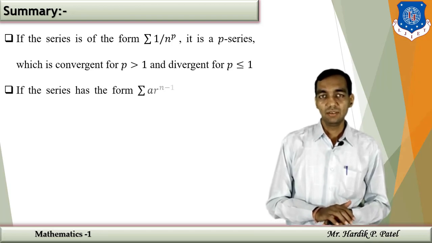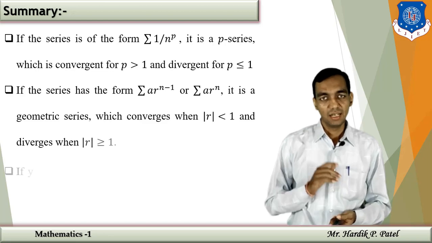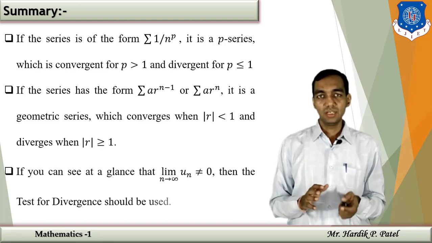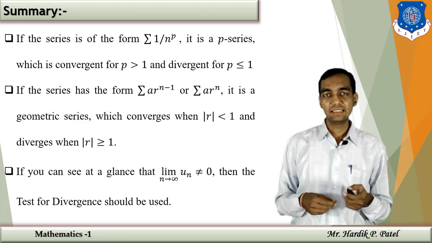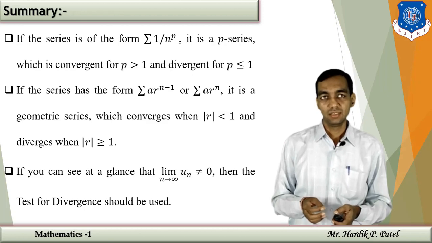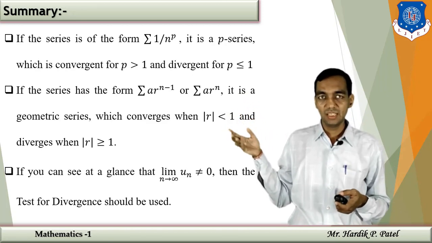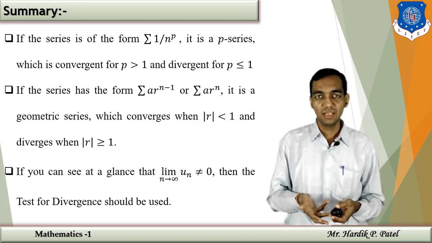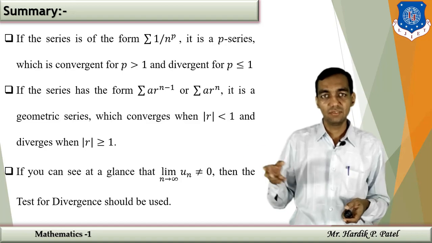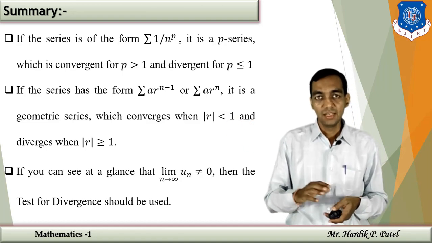See, we have learned 5 tests for positive term series and one test for alternating series. It is not necessary that each test is applicable to each series, so we are going to sort it out. If your series is of the form sigma 1 upon n raised to p, then directly the p series is applicable, and we are already aware that the p series converges for p greater than 1 and diverges for p less than or equal to 1.